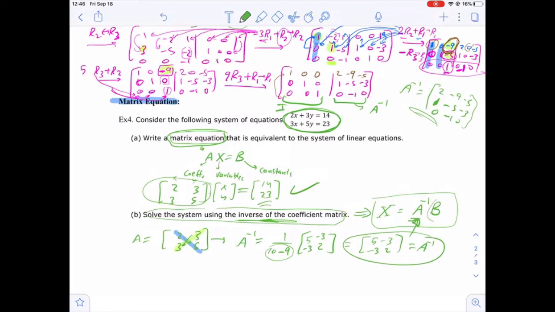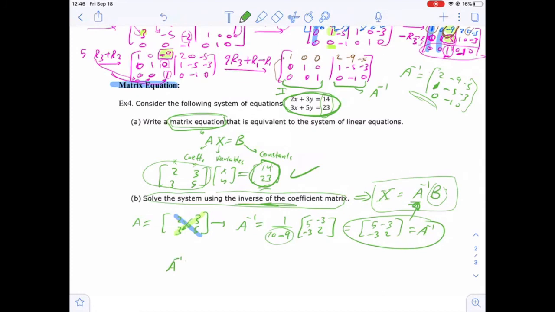Good. And then we need to multiply it by B. B is 14 and 23, the constants, the numbers on the right. So A inverse times B is the matrix 5, negative 3, negative 3, 2. We multiply it by the constants, 14 and 23.